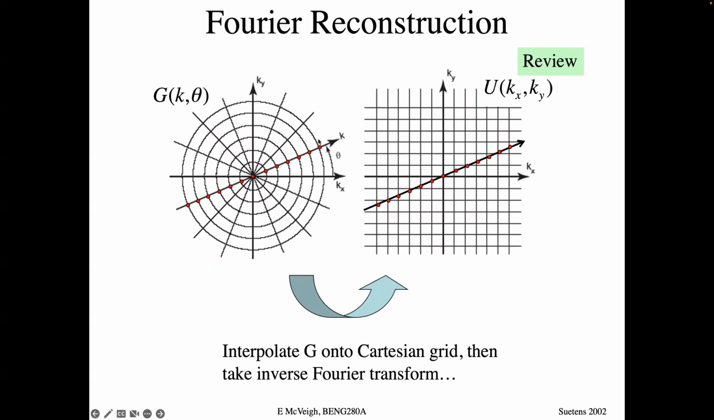Whereas when I get out to here, that number drops precipitously. The density of points drops out there, and it goes as K. That's why we have that weighting factor.